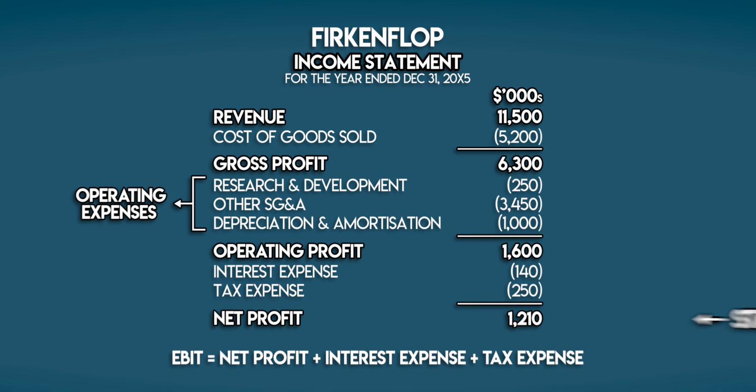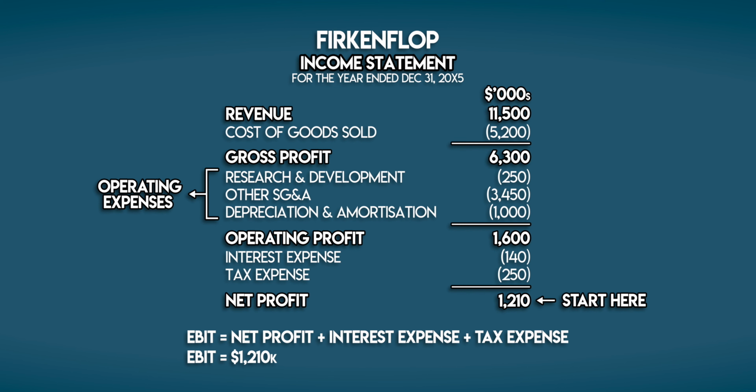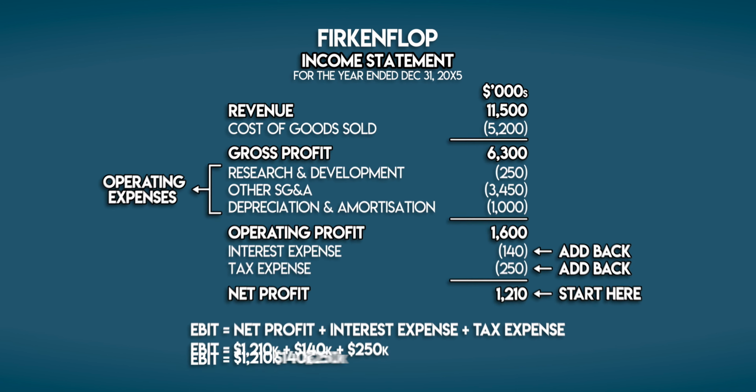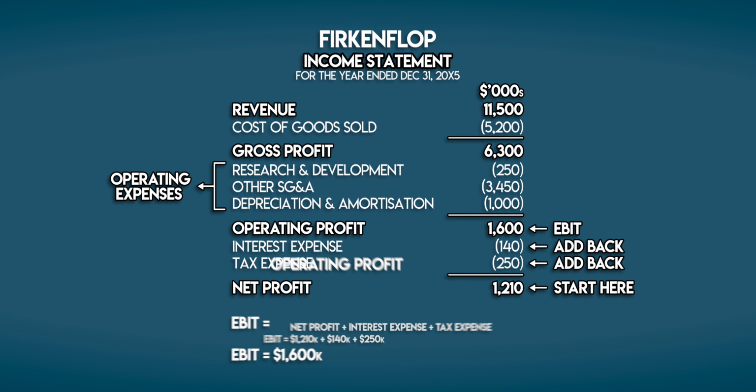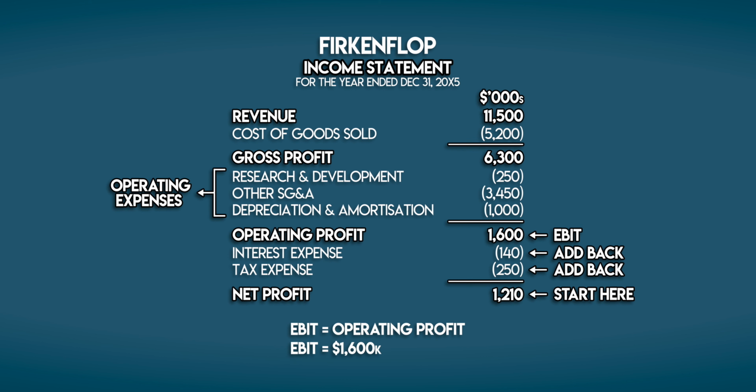During the year, Ōl made a net profit of $1.21 million. So if we add back their interest expense of $140,000 and their tax expense of $250,000, then Ōl's EBIT is $1.6 million. Simples! But hold on a moment, there's an easier way. $1.6 million is exactly the same as Ōl's operating profit. This is no coincidence because EBIT and operating profit are the same thing. Most of the time anyway.